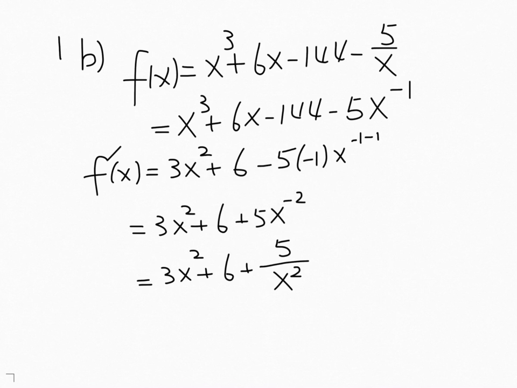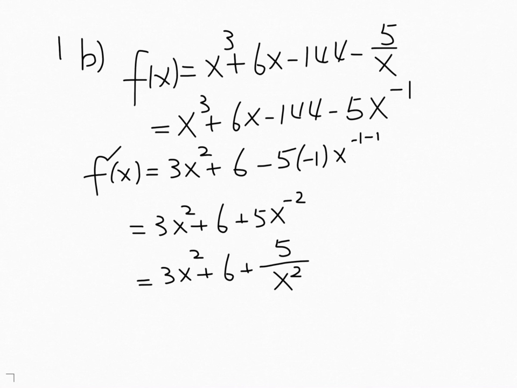Question 1b, f of x equals x cubed plus 6x minus 144 minus 5 over x. And I would like to apply the power rule rather than the quotient rule. So I'm rewriting the last term, 5 over x, into the form of a power format, an exponential form. X cubed plus 6x minus 144 minus 5 times x raised to the negative 1 power.